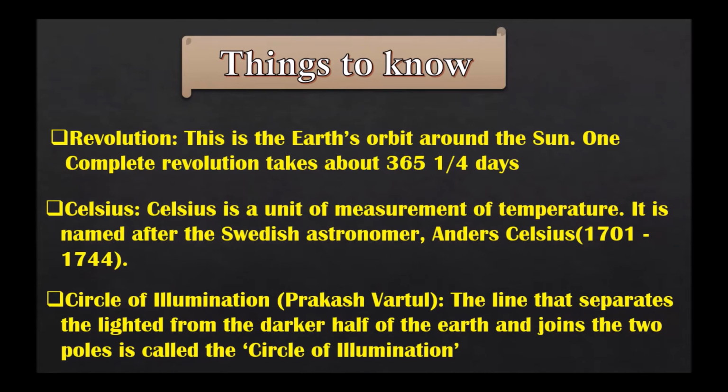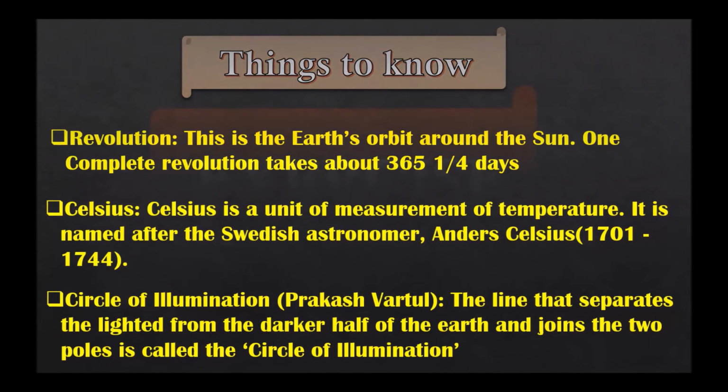Celsius is a unit of measurement of temperature. It is named after the Swedish astronomer Anders Celsius, who lived from 1701 to 1744. Circle of illumination: the line that separates the lighted from the darker half of the earth and joins the two poles is called the circle of illumination.